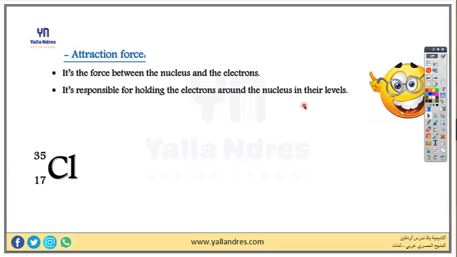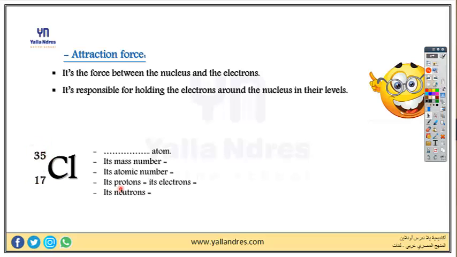This is the chlorine atom, 35 is the upper number, and 17 is the lower number. Who can help me and answer these questions? As we said, this is the chlorine atom. What about the mass number? Is it 35 or 17? Yes, it is 35, and the atomic number is 17.